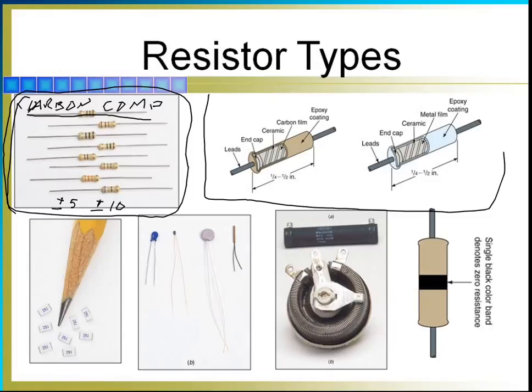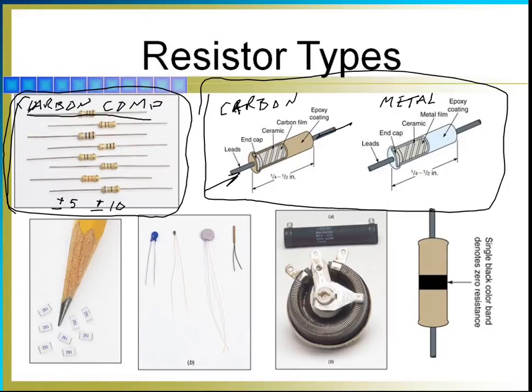Then you have film type resistors, and these are two different types. There's a carbon film and metal film. So two different film type resistors, and basically it's a ceramic with layers of carbon or metal film layered together. Then they get an epoxy coating, and of course there's axial leads on these guys too.